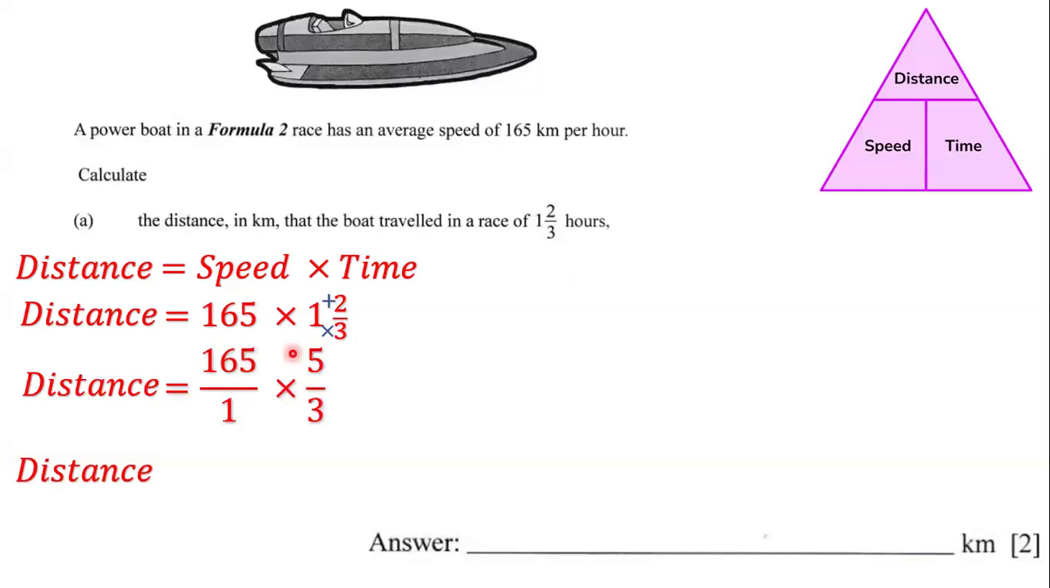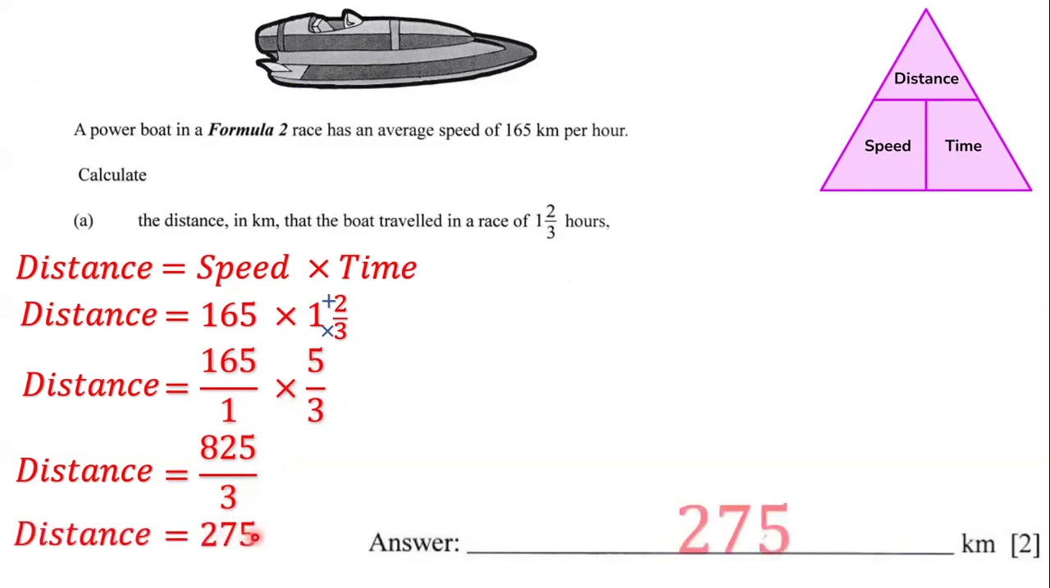And so the next step we're going to do is take 165 and multiply it by 5, and take 1 and multiply it by 3. And so 165 multiplied by 5 is definitely going to be 825, and 1 times 3 is definitely 3. And so we have 825 divided by 3. And so that means that the distance is going to be 275. And so that is 275 kilometers.